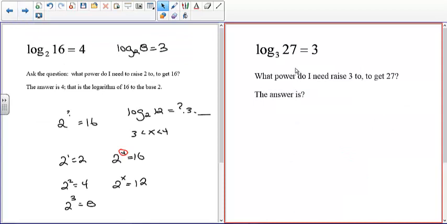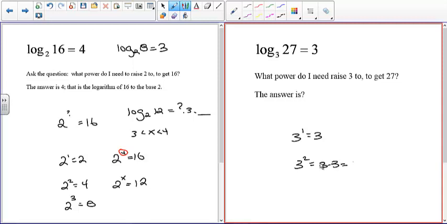So here's another example. What is the logarithm of 27 to the base 3? What you ask is, what power do I need to raise 3 to get 27? Well, 3 to the first power equals 3. 3 to the second power equals 3 times 3, which is 9. 3 to the third power is 3 times 3 times 3, which is 27. Bingo. So we say that the log of 27 to the base 3 is 3.